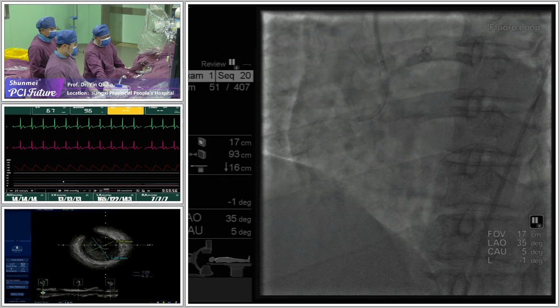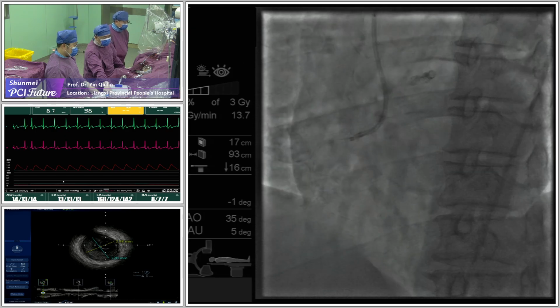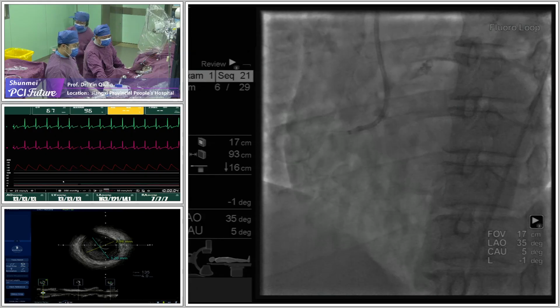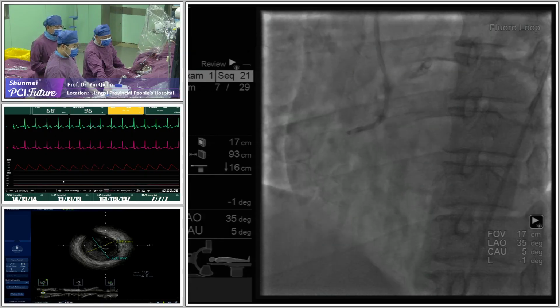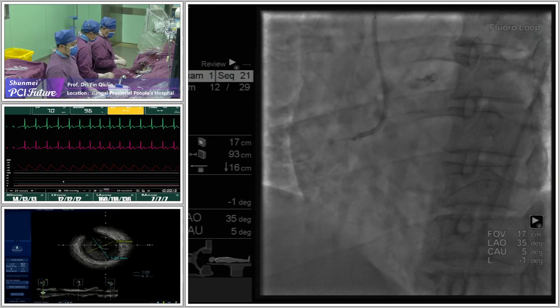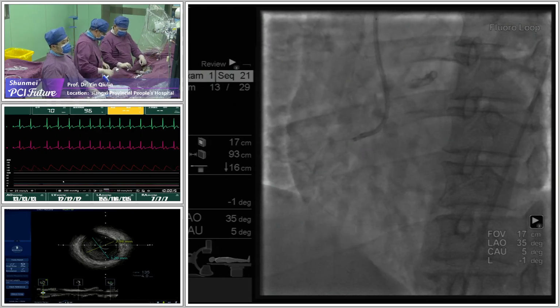And I will switch to another cabinet, and you continue. And ladies and gentlemen, please welcome Professor Yin Qiulin. We will transfer to Jiangxi Provincial People's Hospital, China, to deliver a case presentation on cutting balloon.